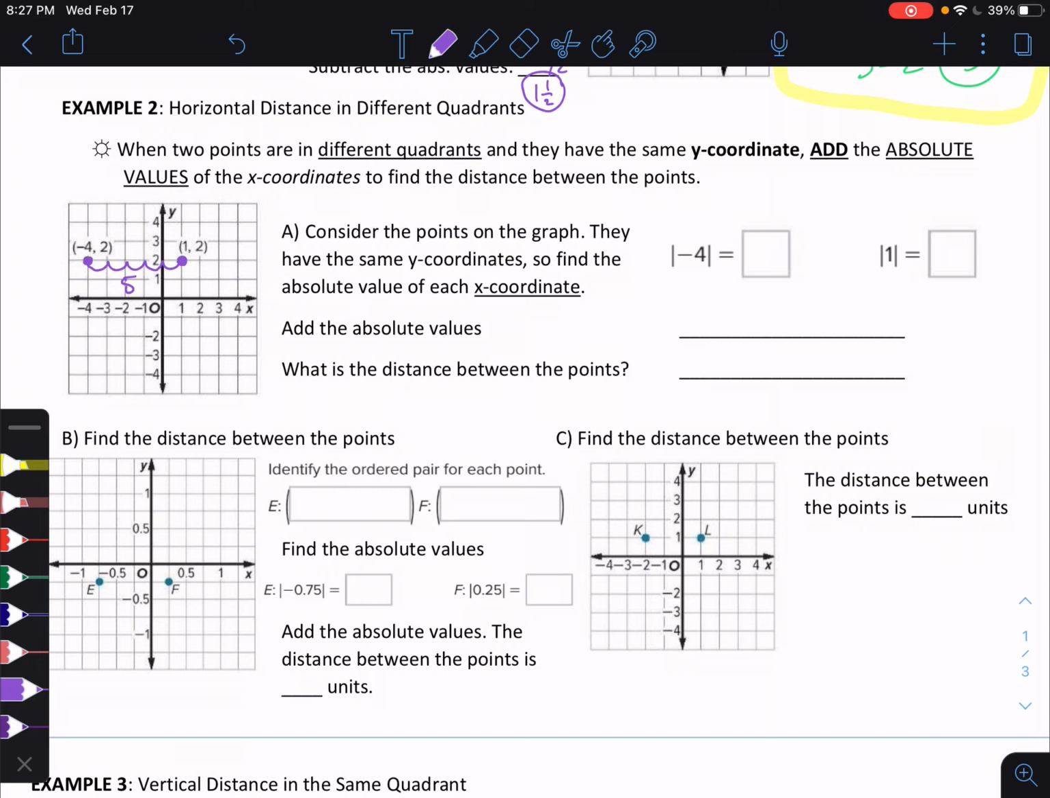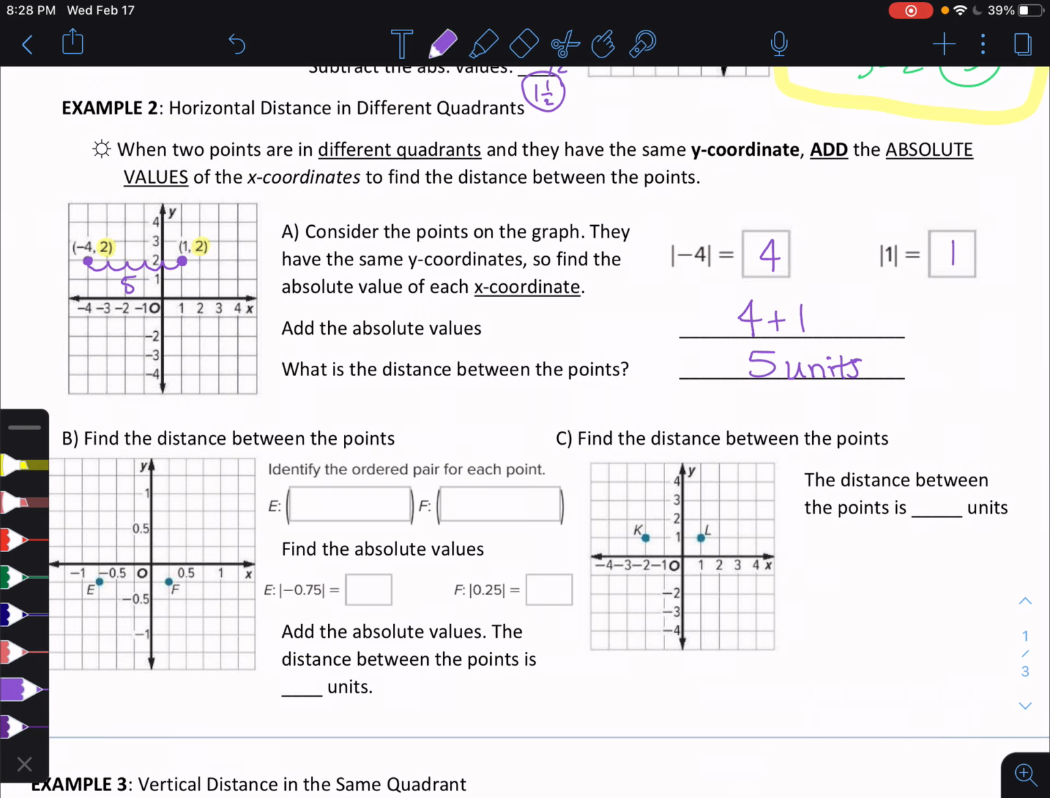They have the same y coordinates. So if I look here, I can see that this one has a y coordinate of 2 and this one also has a y coordinate of 2. If they have the same y coordinates, I can find the absolute value of x. So the absolute value of -4 is +4. The absolute value of 1 is 1. And then it tells me to add them together. So the distance between the points is 5 units, which is exactly what I counted on the graph.